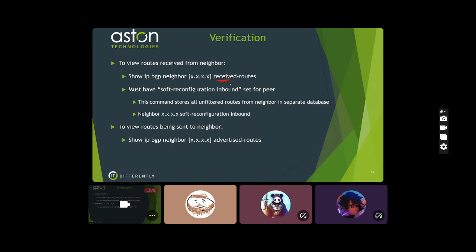So it gives you a place to start looking. In order to set that up, and this should just be enabled by default, but for whatever reason the Internet Engineering Task Force hasn't made it a default value, so we have to manually configure it for each neighbor. So you do neighbor's IP address, soft reconfiguration inbound.